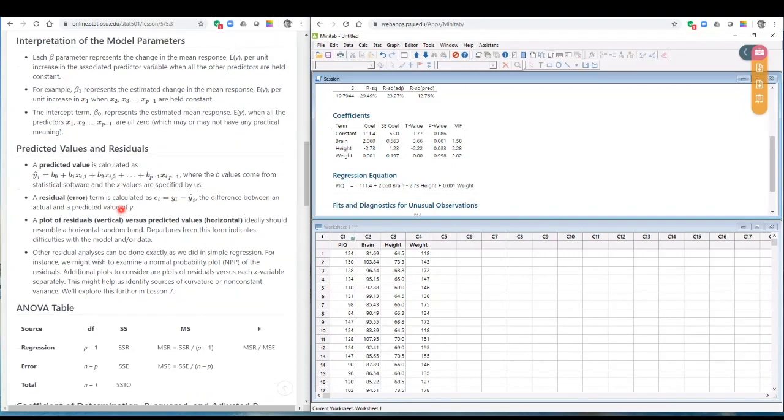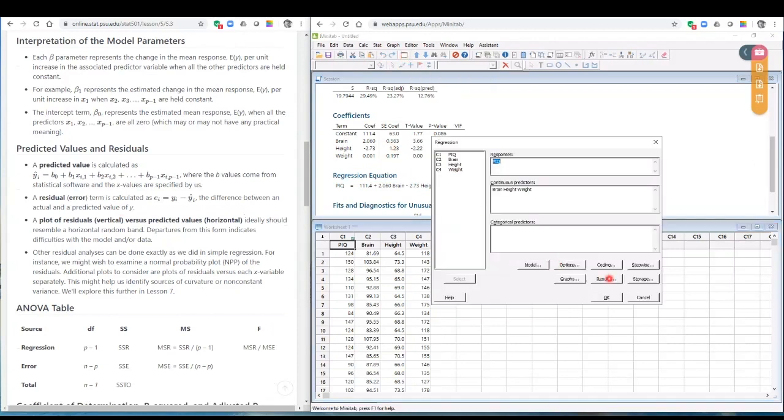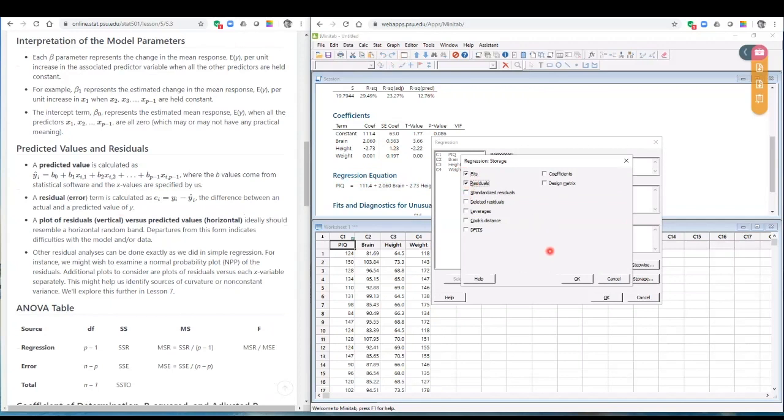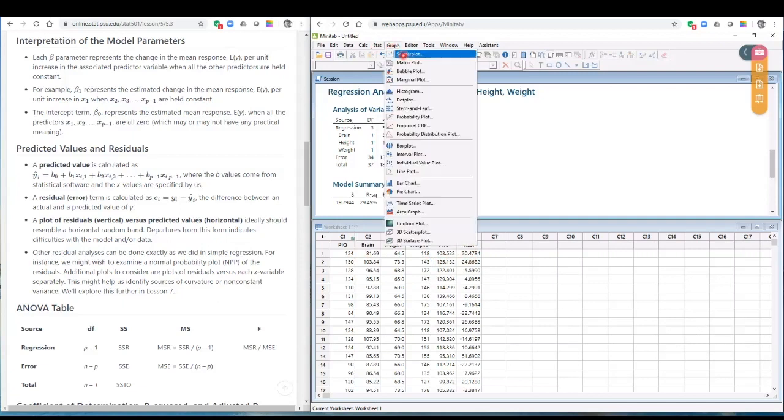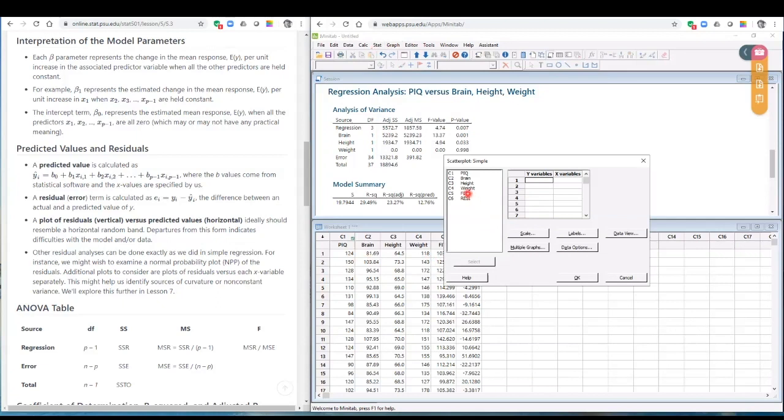Let's go on to predicted values and residuals. And let's refit the model. I can quickly pull up the last dialog I used by clicking this button here. And then this time I'm going to hit storage and I'm going to click fits and residuals. And that's going to give me 2 new columns. So fits, these are the values of y hat, or the predicted or fitted values of PIQ. And then RESI, residual, these are the difference between the actual value of PIQ and the fitted value based on the model. Okay, so if I was to do 124 minus 103.522, I would get 20.4784. Okay, so predicted values and residuals. And I can draw a graph, a scatter plot, with the residuals on the vertical axis and the fitted values on the horizontal axis.